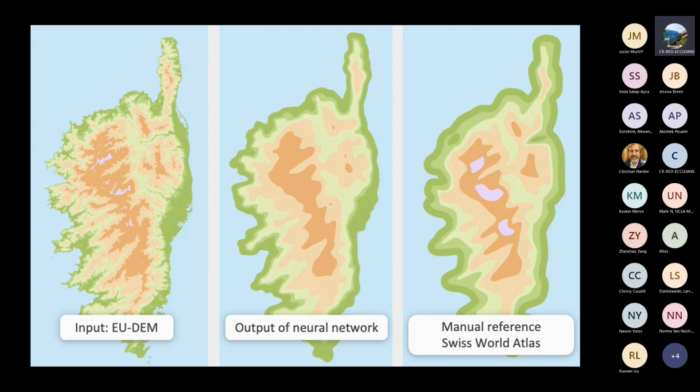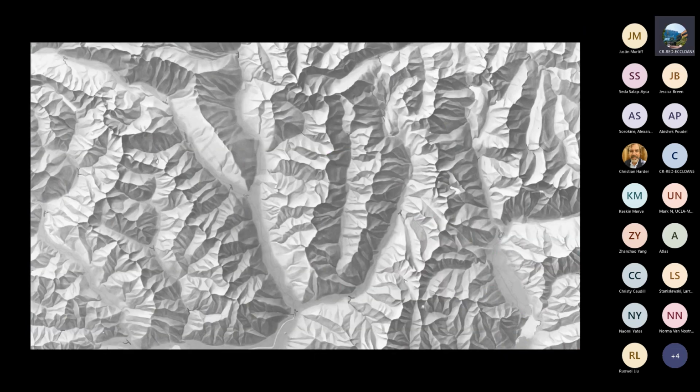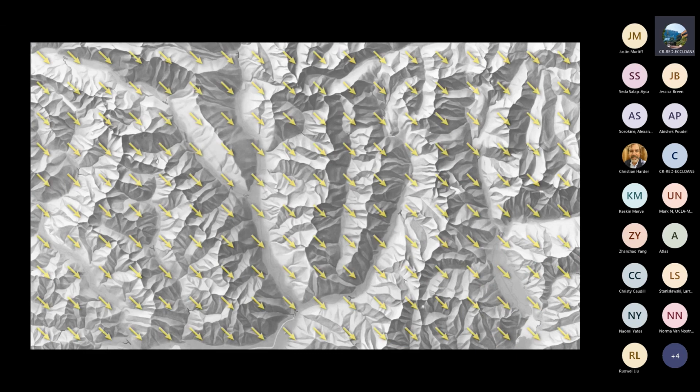So let me move on to shaded relief. For shaded relief, we would like to create something like this. This is a manually created shaded relief. It's almost a piece of art. When you create a digital elevation model, you would usually assume a top left illumination.